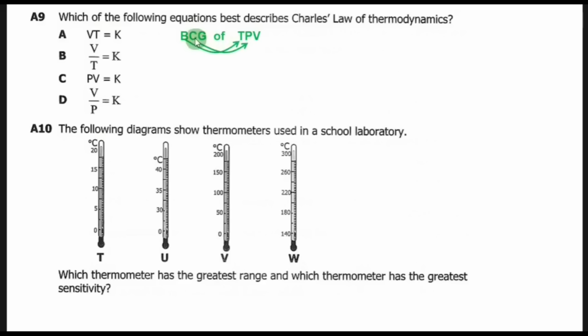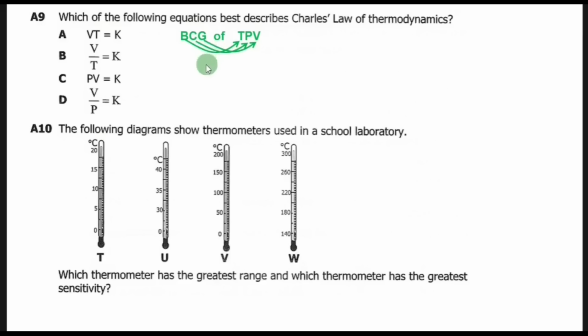But let me explain also. G goes with V, and this one reads for a fixed mass of a gas at constant volume. According to gas law, temperature is directly proportional to pressure. So when you increase temperature, pressure also increases. When you decrease temperature, pressure also decreases.